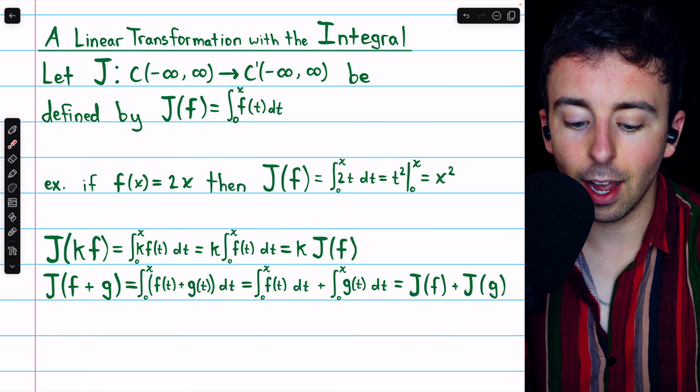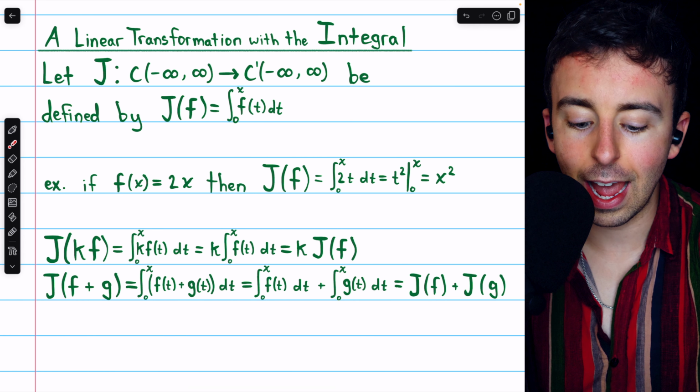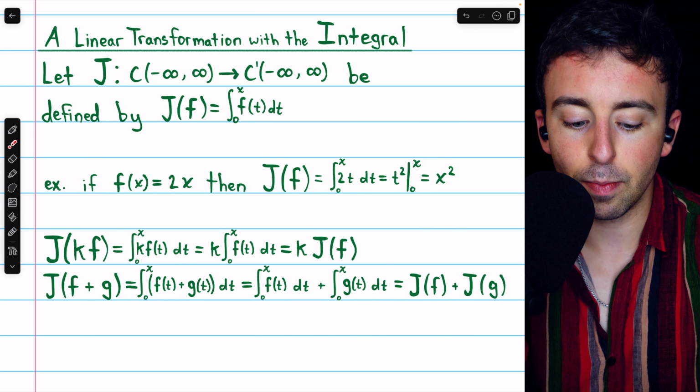J of k times f is just going to be the integral of that scalar k times f from 0 to x, and we can pull the scalar k out of the integral, which of course just leaves k times J of f. So we can pull a scalar out of this transformation. It satisfies the homogeneity property. Similarly, it satisfies the additivity property.